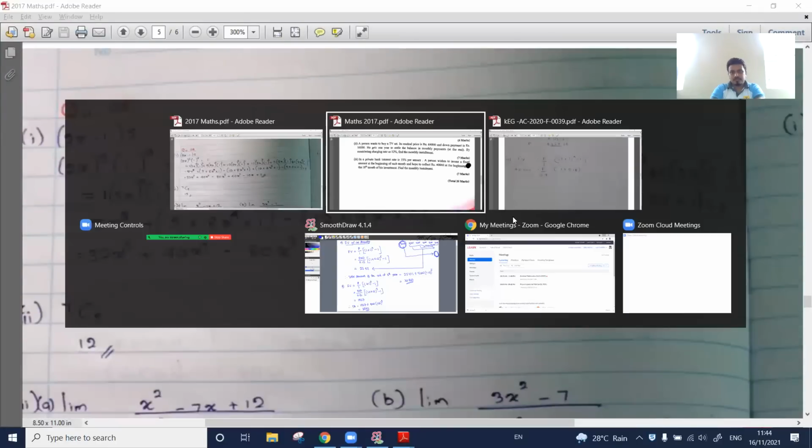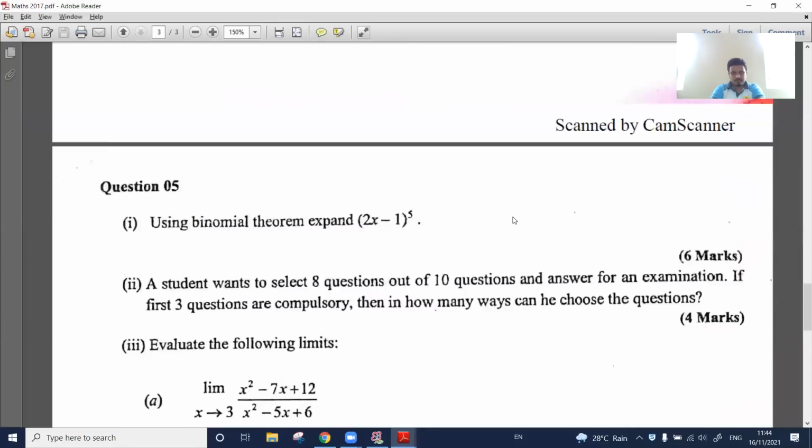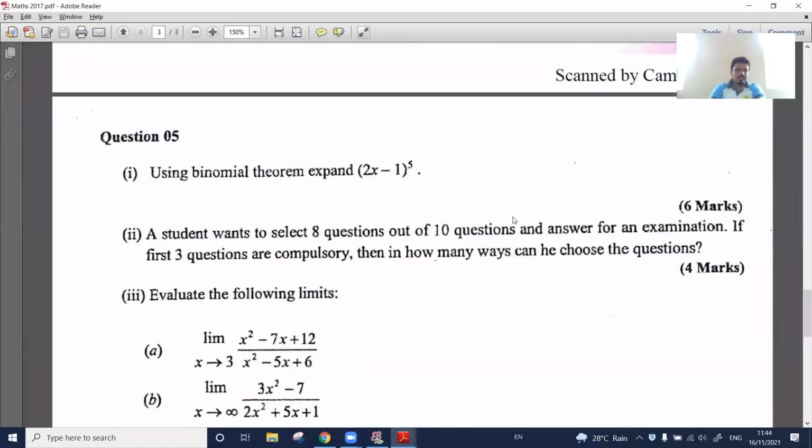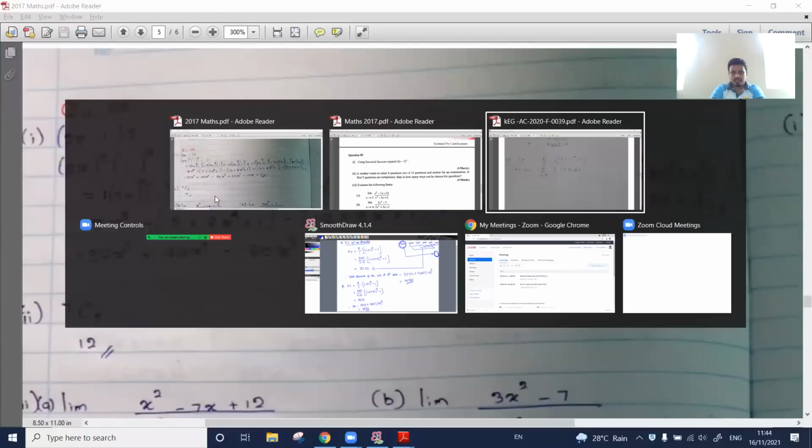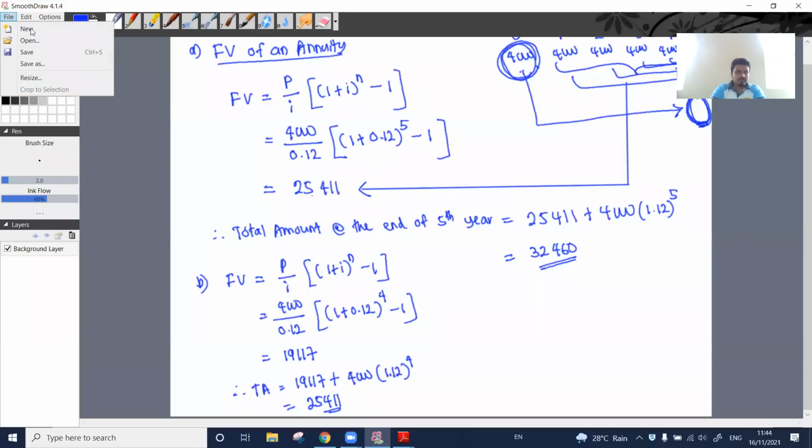We'll move to part 5. Using binomial theorem expand this one. For this we need to have the Pascal triangle, so it will look like what Pascal triangle. To the power 5.